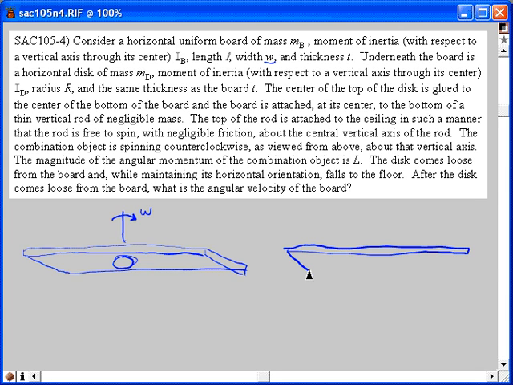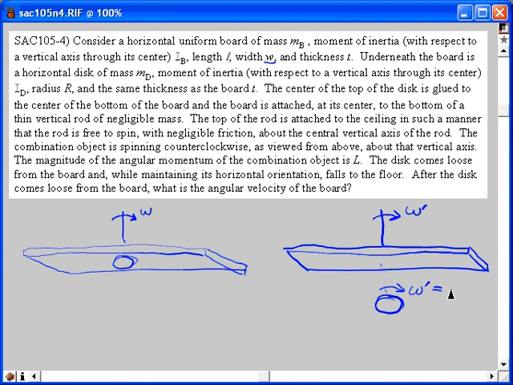Alright, so that'll be the before picture. This will be my after picture. The after picture, the disk has dropped off. So it'll be down here someplace. I'm going to assume it's still spinning. And in fact, there's been no torque exerted on the disk from the before and after picture. So it'll be spinning at the same rate that it was. And it just fell off.